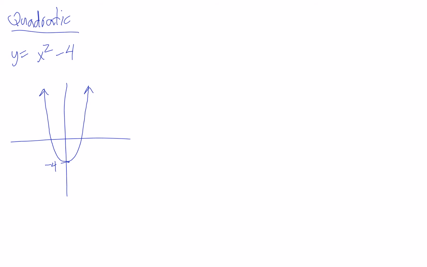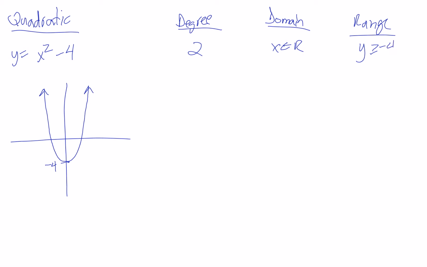So in this case, same kind of things apply. Our degree, we would say, is 2 because of the x squared. Our domain, just like before, any real number. Our range is a little bit different this time because our graph never goes below negative 4. So our range, we would say, is greater than or equal to negative 4. So the range is a little bit different with quadratics.